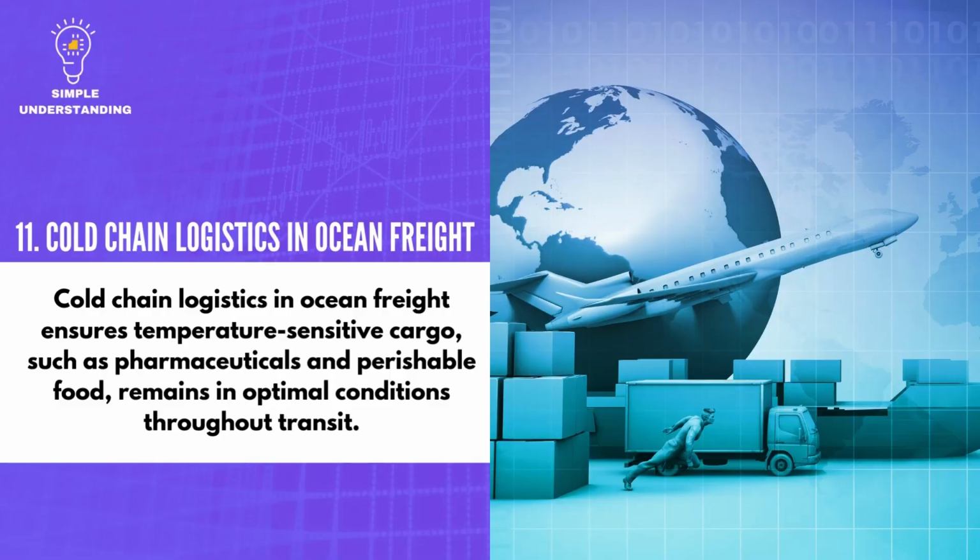11. Cold chain logistics in ocean freight. Explanation: cold chain logistics in ocean freight ensures temperature-sensitive cargo, such as pharmaceuticals and perishable food, remains in optimal conditions throughout transit.